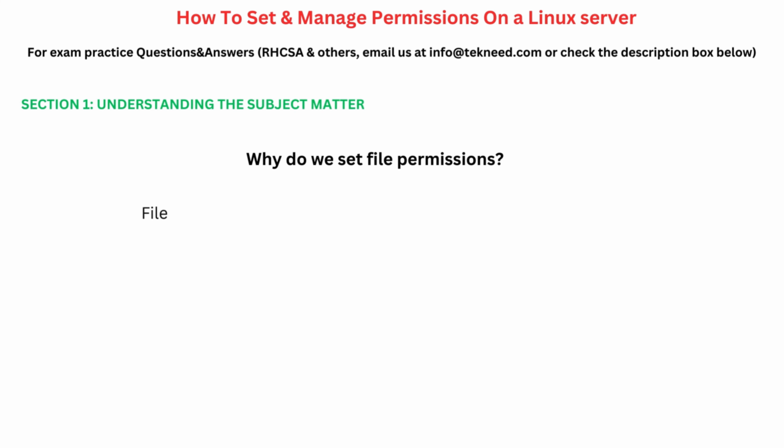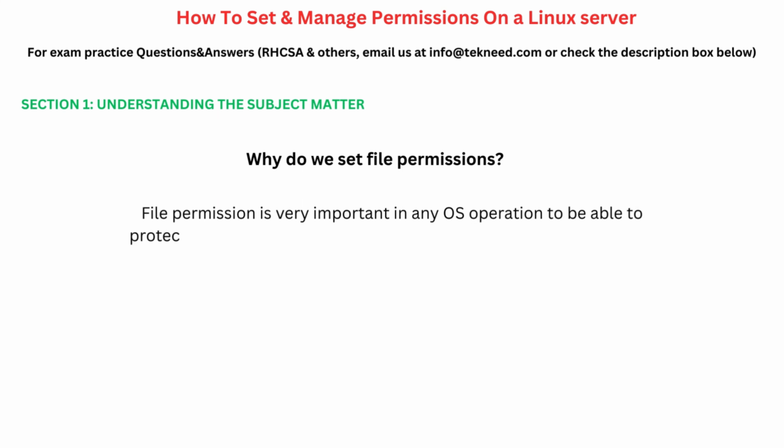Why do we set file permissions? File permission is very important in any operating system operation. As an administrator, you will always want to safeguard the system against attacks, both externally and internally. And as well, you want to protect the system from any accidental occurrences such as deletion of critical files or running of critical scripts that can break the system. Hence, you would need to set file permissions.